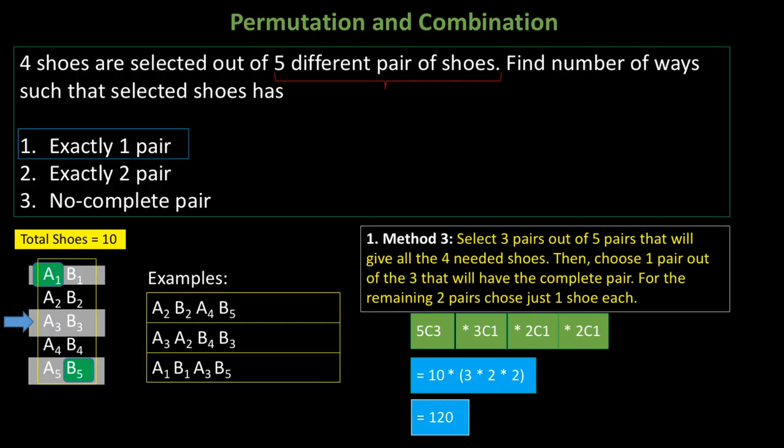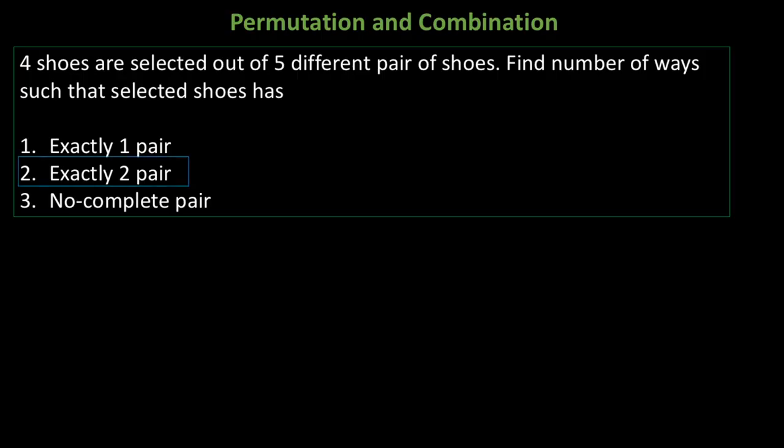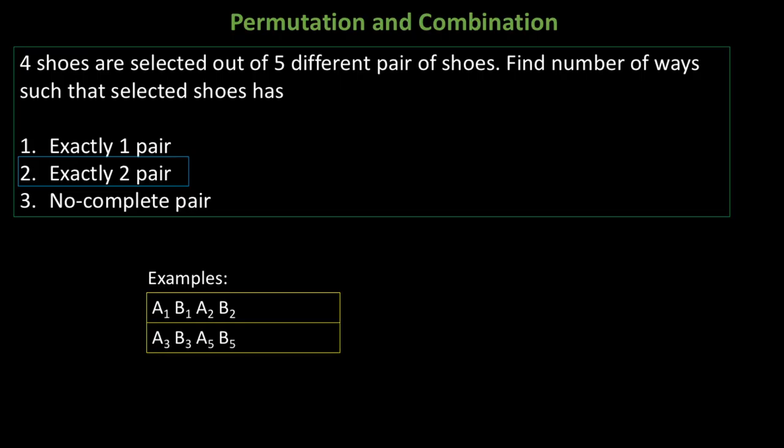Okay, now let's look at the second part, which is exactly two pairs should be there, and this is fairly easy. Before we move forward, let's look at some examples. One example is A1, B1, A2, B2. Both, there are two pairs we can clearly see, A1, B1 and A2, B2.